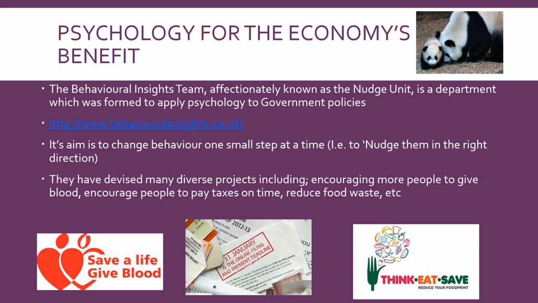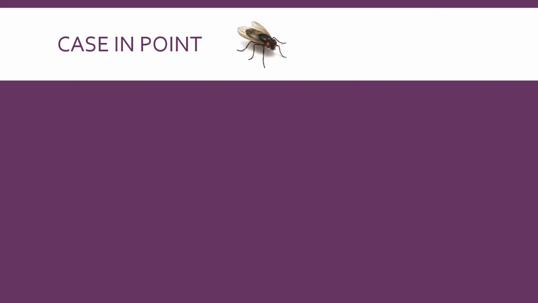And they've devised lots and lots of different campaigns that will try and encourage people to do the behaviours that the government wants them to do. So, for example, giving blood, getting people to pay taxes, reducing food waste, etc., etc. And all of these things are probably stuff that you've seen and that you recognise, but maybe not realise that a psychologist has designed them. So here is a case of a very, very small thing leading to a change in behaviour.